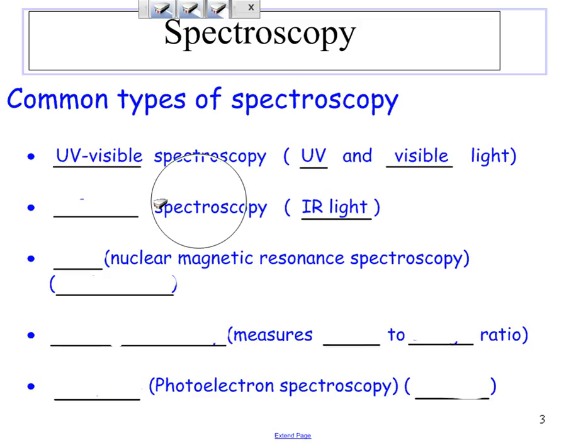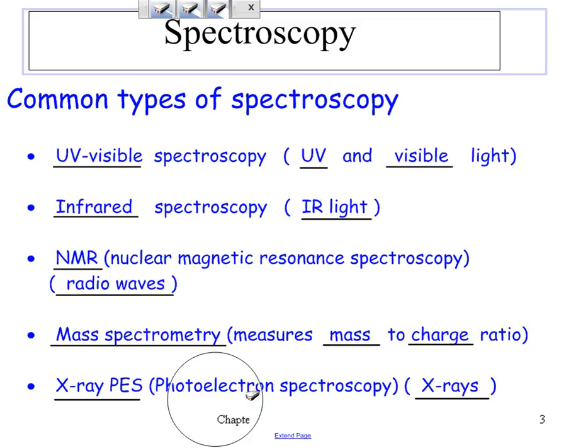So let's take a look at the common types of spectroscopy. Ultraviolet-visible, UV-Vis, and infrared, it's easy to tell what types of electromagnetic radiation they use. NMR, nuclear magnetic resonance spectroscopy, uses long radio waves. NMR, even though the word nuclear is in it, is not radioactive. We're not doing any radioactivity. We're dealing with the nuclei of certain atoms.